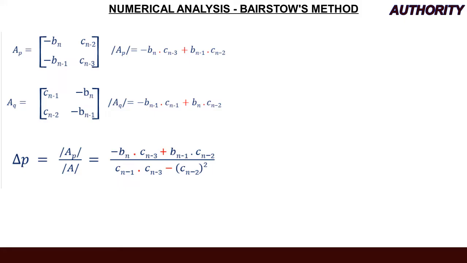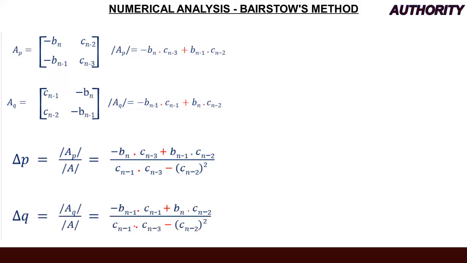Now let's go for delta Q. The value for delta Q is going to be the determinant of the matrix AQ all over the determinant of matrix A. What is the determinant of matrix AQ? It is minus Bn minus 1 multiplied by Cn minus 1 plus Bn multiplied by Cn minus 2, all over Cn minus 1 multiplied by Cn minus 3 minus Cn minus 2, all in bracket squared. Are we together? When you continue this, this is what we call iteration, right?